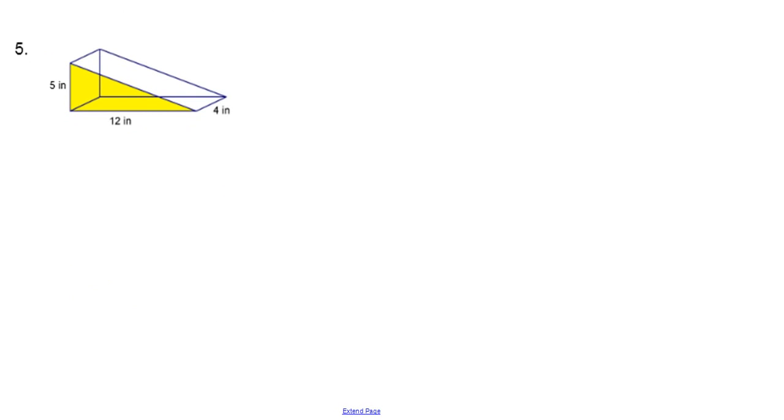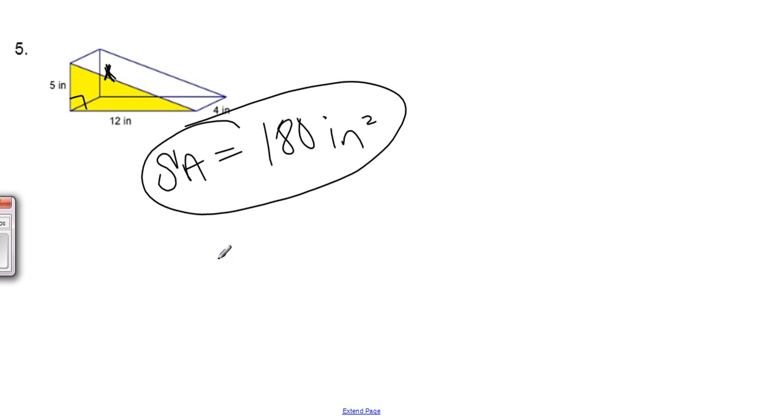Okay, so I'd like for you to try number 5 on your own. In order to find the area of the base, and even the perimeter of the base, you're going to have to find the hypotenuse of this right triangle. See if you get what I get. So your total surface area should be 180 square inches. Okay, so I'd like for you to move on to video number 2.